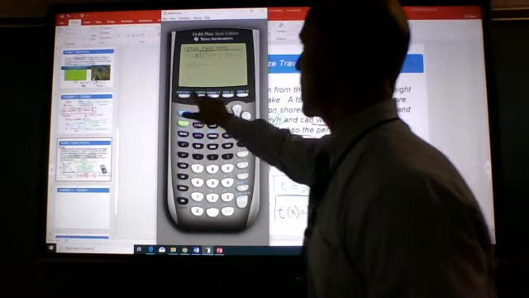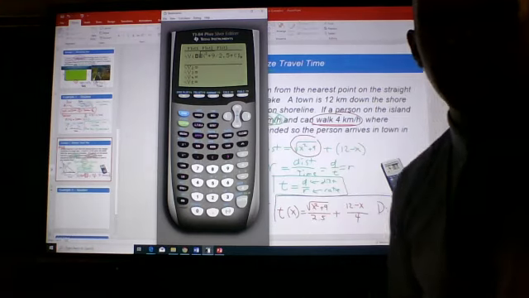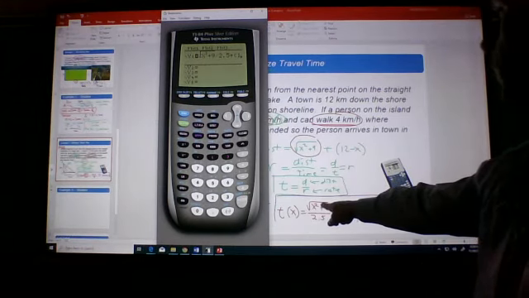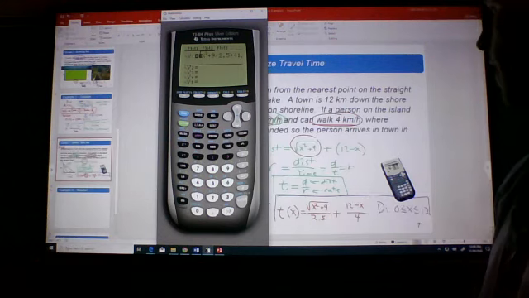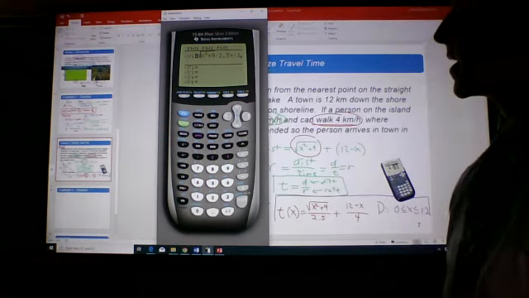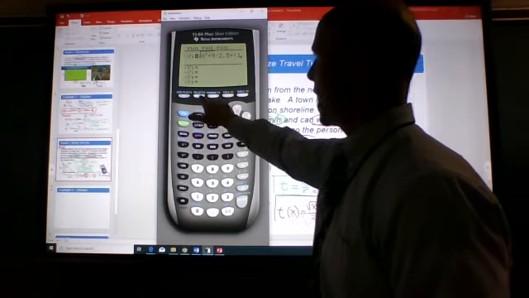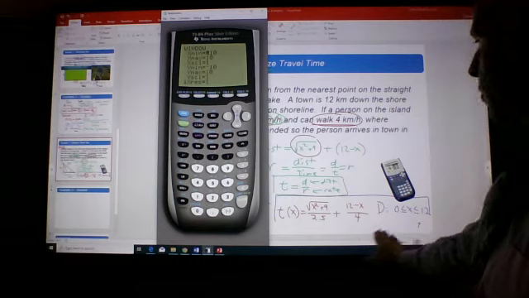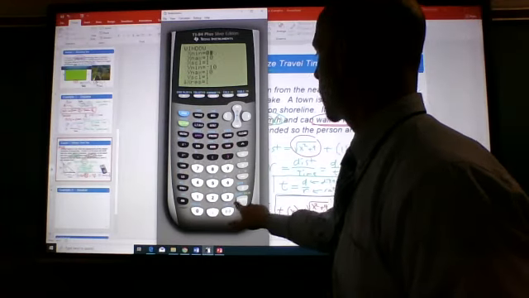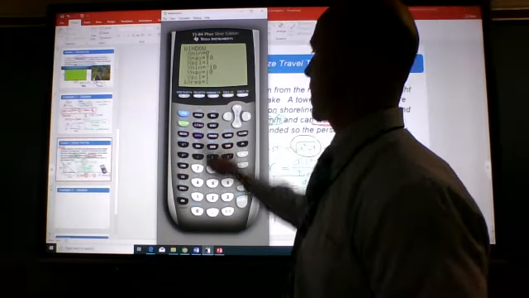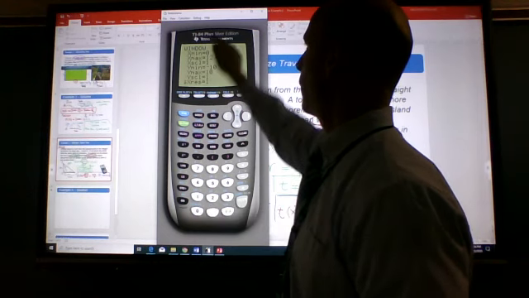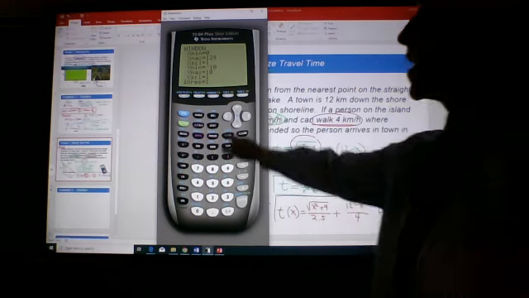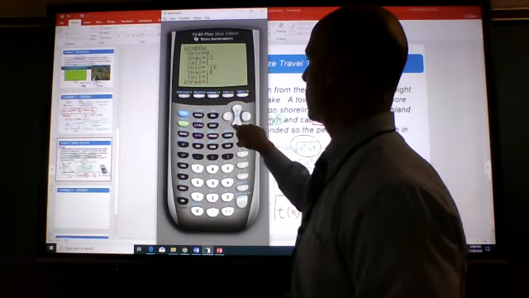So I'm going to go into y equals, and I've already typed this equation in. So remember, it's the square root of x squared plus 9 over 2.5, and then plus 12 minus x over 4. And I'm going to adjust my window here, okay? Remember, we've established that the domain was 0 to 12, so I don't need to be less than 0, and I don't need to be more than 12. So my x min and x max is going to be from 0 to 12. In terms of my x scale, I'll leave that as 1.